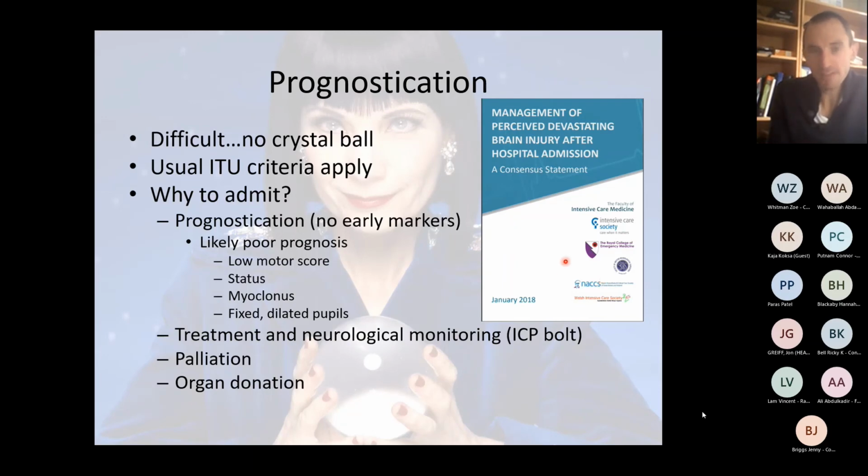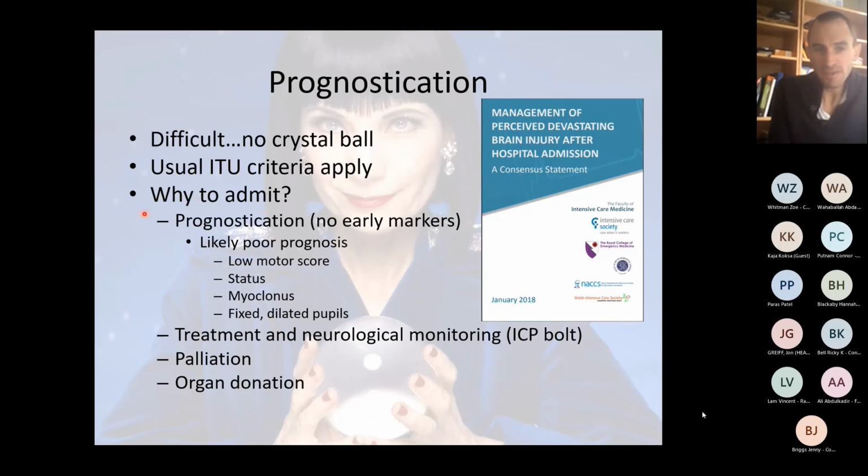The guidance recognises that it's very difficult to prognosticate early in the patient's stay, and there aren't any really good markers. Things that are likely to herald a poor prognosis include a low motor score on the initial GCS, which is why that GCS and the breakdown is really important. If you've got someone in status that you can't control, that's a bad sign. If you've got someone with persistent myoclonic jerks, that's a bad sign as well. And if you've got someone with fixed pupils, it doesn't take a genius to work out that's a pretty bad sign.